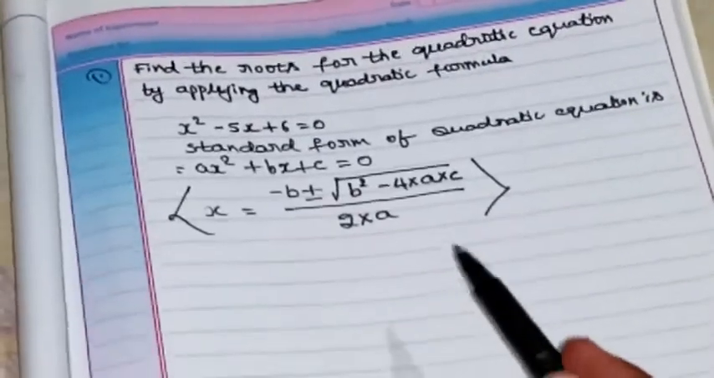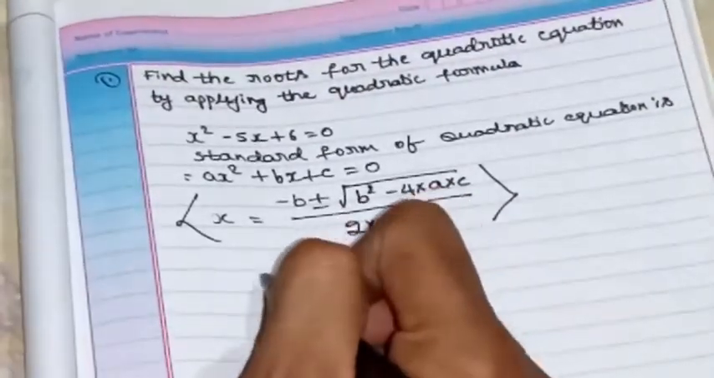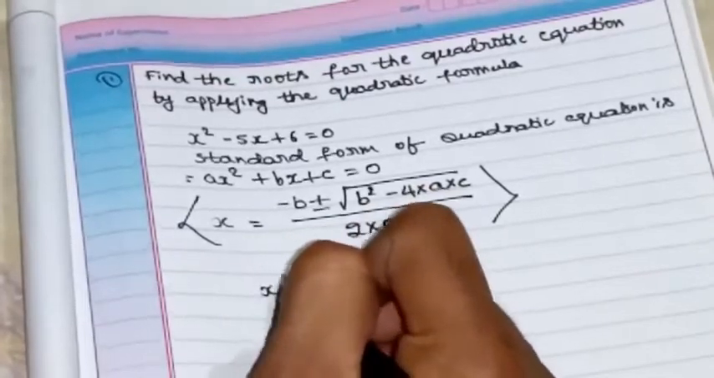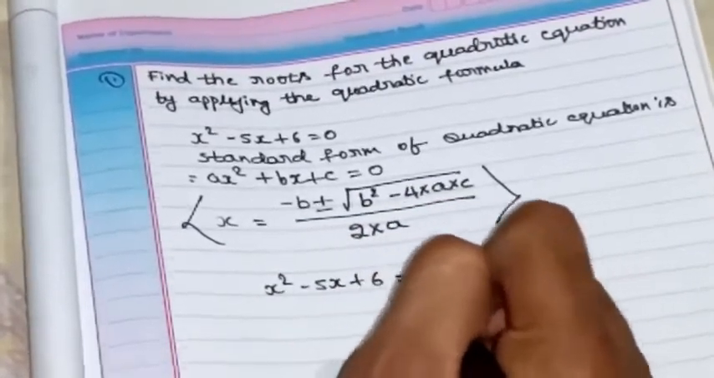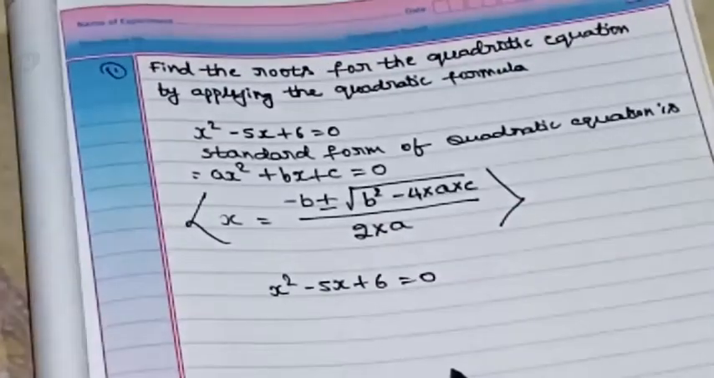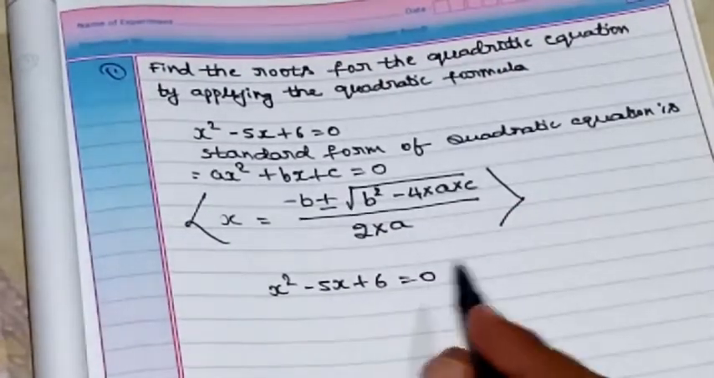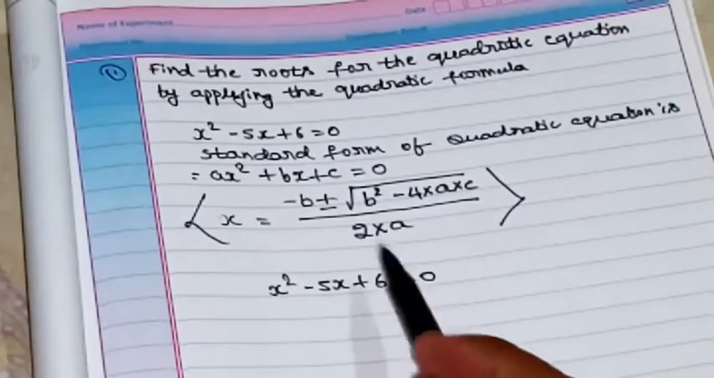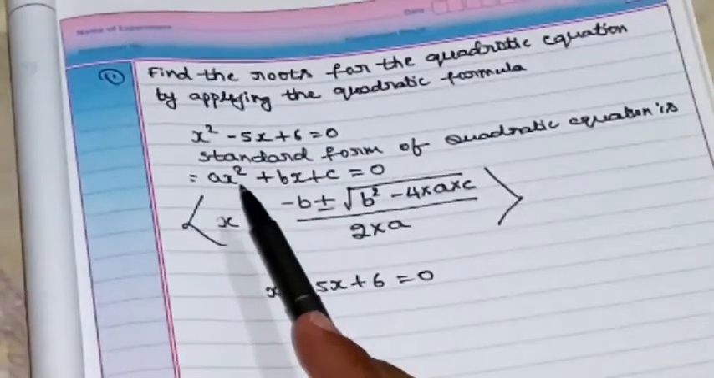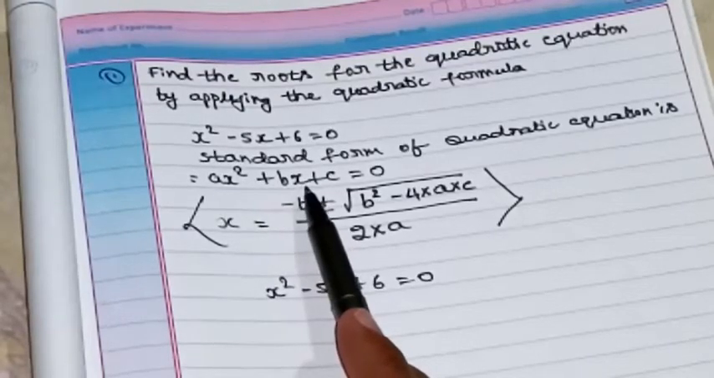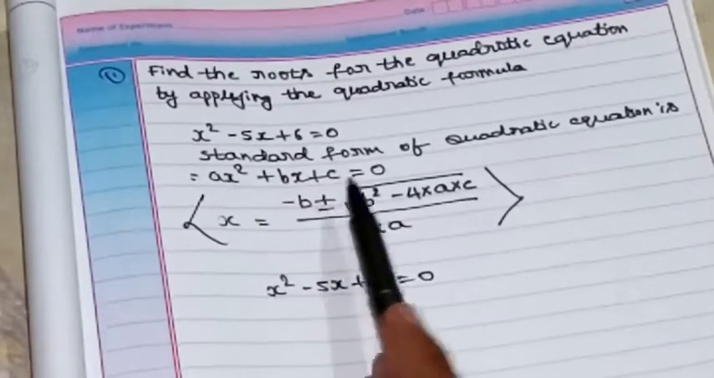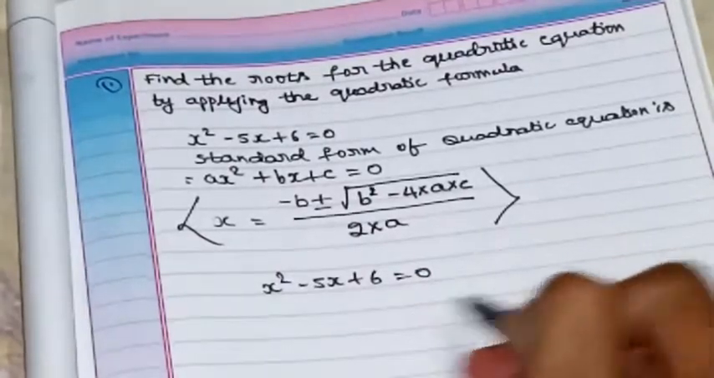I'll write the question once. The question is x square minus 5x plus 6 is equals to 0. Now we need to take the values of a and b and c. Already I had told you people that a is called what, children? The coefficient of x square, and b is called the coefficient of x, and c is called constant. Now write down the values, children.